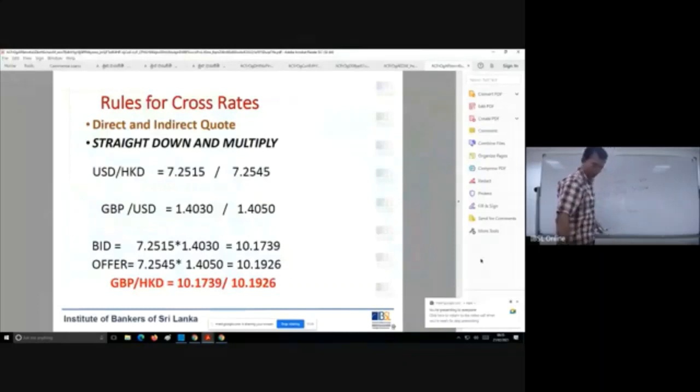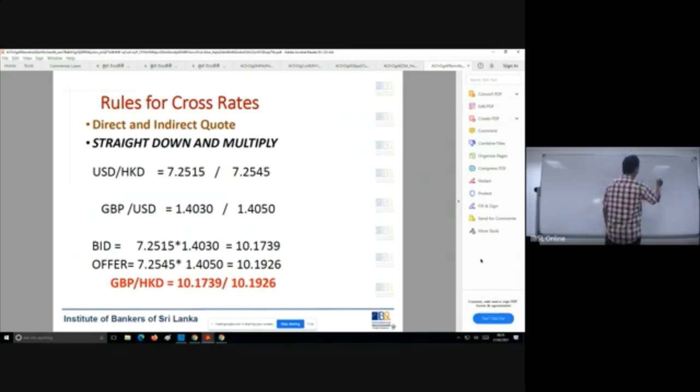Now these are the two currency pairs given. USD HKD 7.25. I'll take two decimals only, right? 7.25. Then the other one, 1.4030.